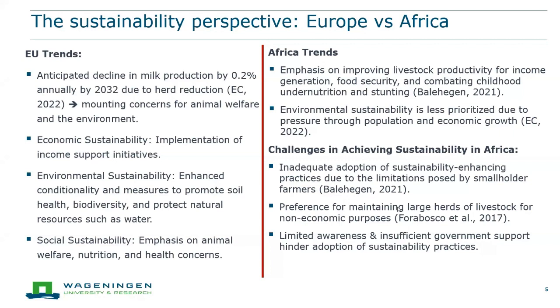And socially, there is a lot in Europe when it comes to animal welfare and nutrition and health control. There's health concerns, which are not always the case in Africa. When we look at Africa, we see more the trend that livestock is first of all to provide income and to provide food security, and the poverty situation is so high that livestock is first of all targeting to reduce undernutrition and stunting and malnutrition.